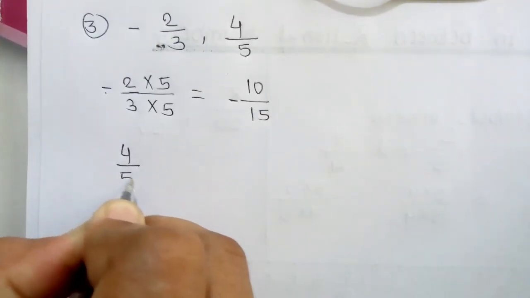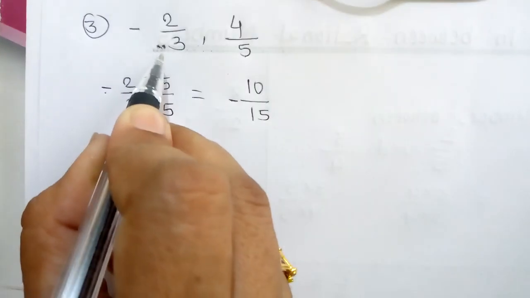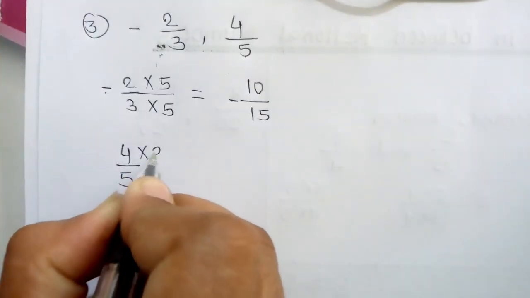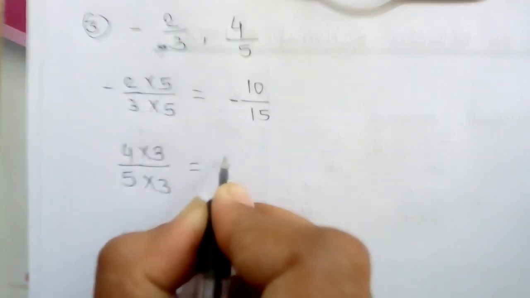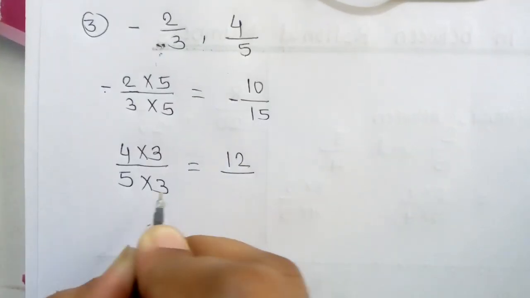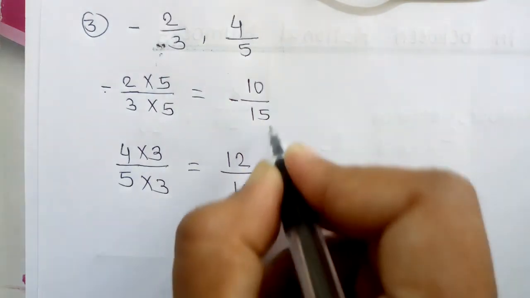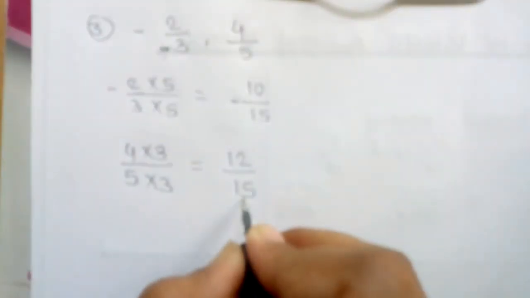Same I will do for this 4 upon 5. Now what is the denominator of the first fraction? 3. So I will multiply by 3, upstairs and downstairs also. 4 3s are 12, 5 3s are 15. Now see, denominators are equal. Here 15, here also 15.